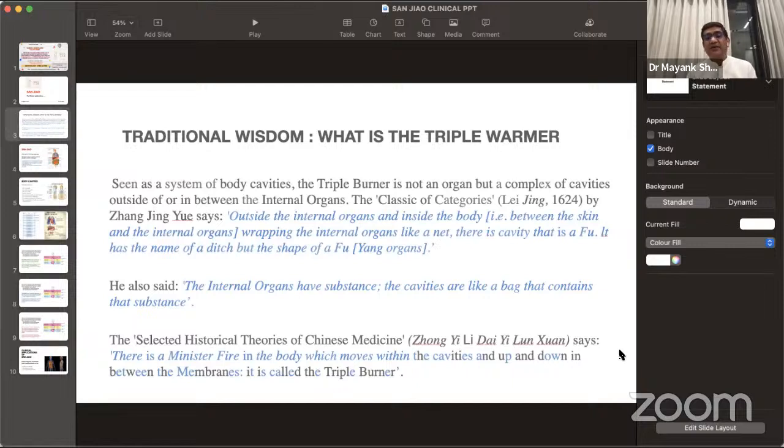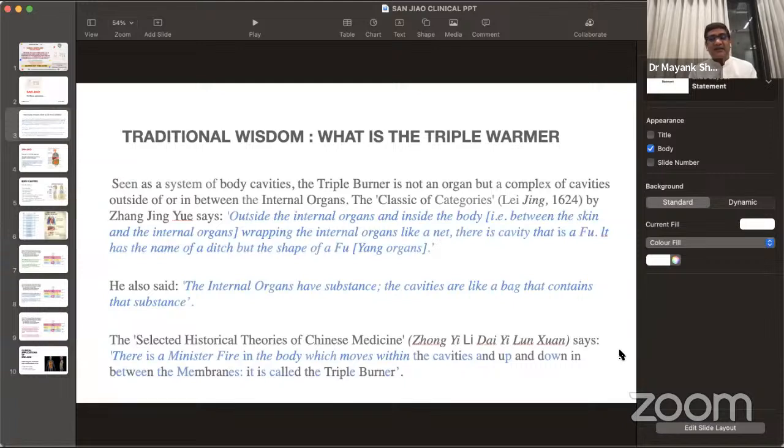The Classic of Categories, a very ancient book by a Chinese author, Zhang Jingyue, says that outside of the internal organs and inside the body, between the skin and the internal organs, like wrapping the internal organs, is a net, a cavity that is called fu. It has the name of a ditch, but the shape of a fu, yang organs. He also said the internal organs have substance. The cavities are like a bag that contains that substance.